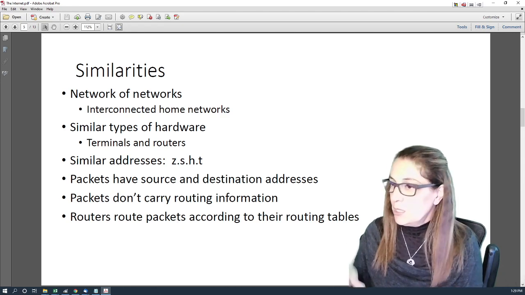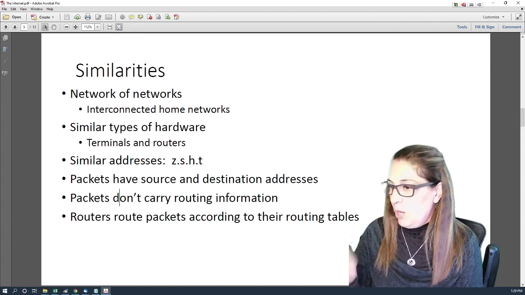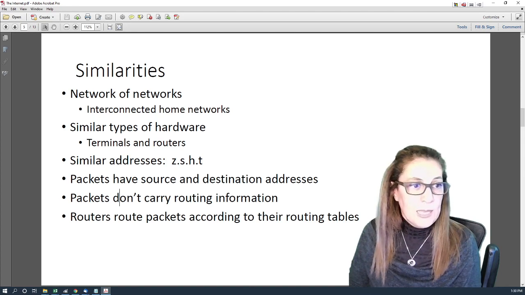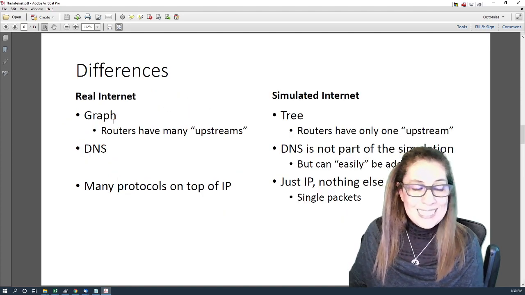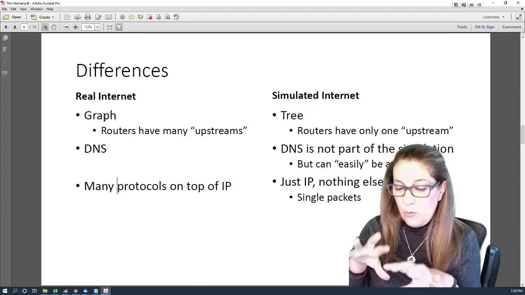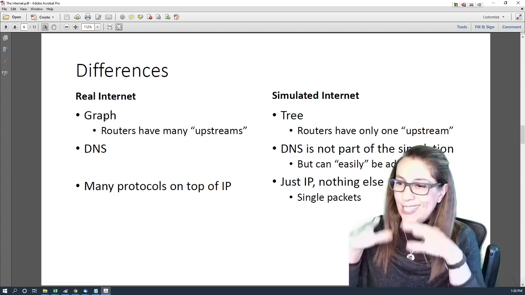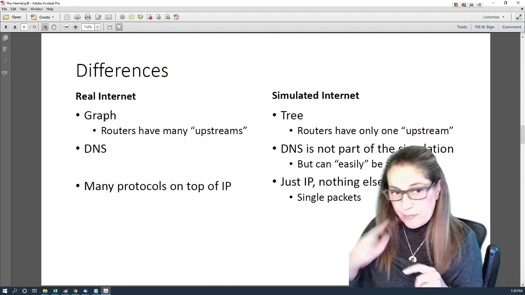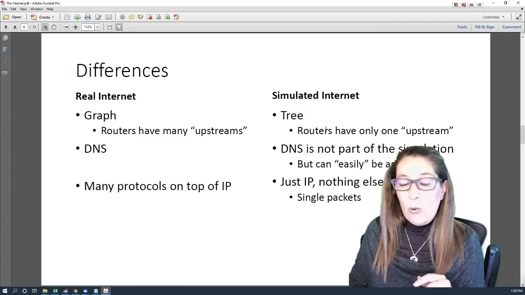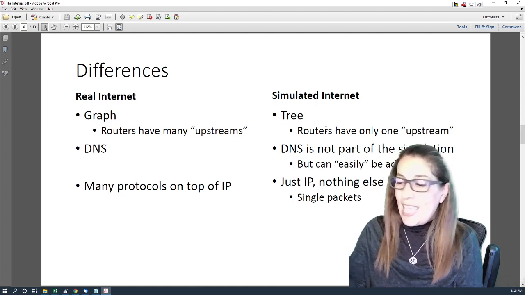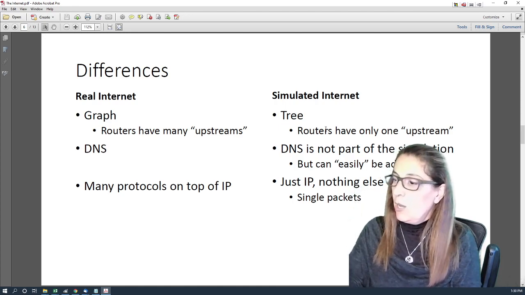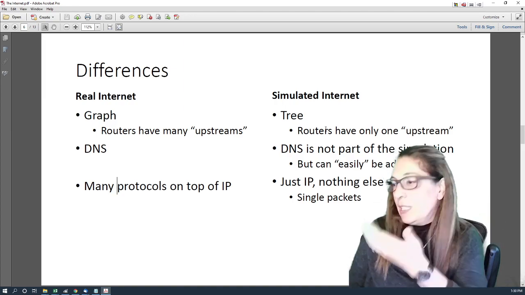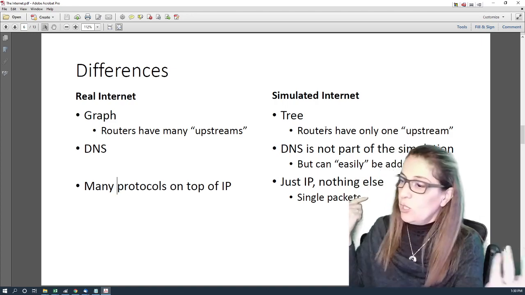So there are many important similarities between the model that we are doing here and the real internet, and you will learn a lot by doing this project. Now there are some differences. The main difference is that in the real internet, the routers are connected not as a tree like here, but as a graph. By tree I mean that our routers, as I showed you, have only one upstream. A router in your house can only upstream to the router in your street, for example. It cannot upstream to two different routers.